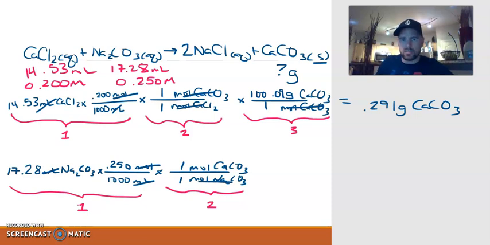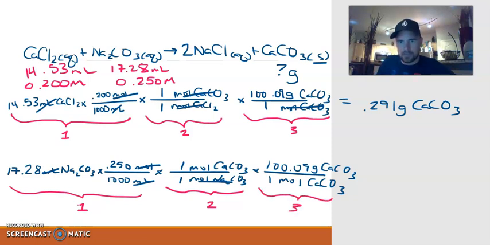I don't want moles of calcium carbonate. I want grams. But now that I'm in moles of calcium carbonate, which is what I was up here, this last step is going to be the exact same thing because I'm already in moles of calcium carbonate. So I don't have to recalculate what that molar mass is going to be. It's still going to be the same. So step 3 is going to be the same for both. It's never going to change because at that point you're in the same compound.